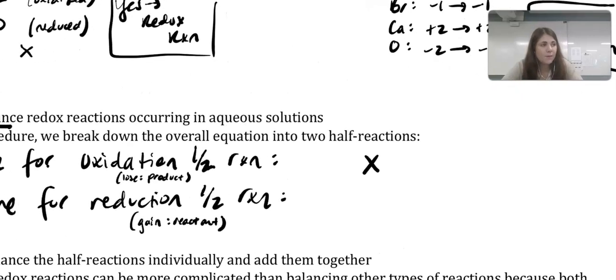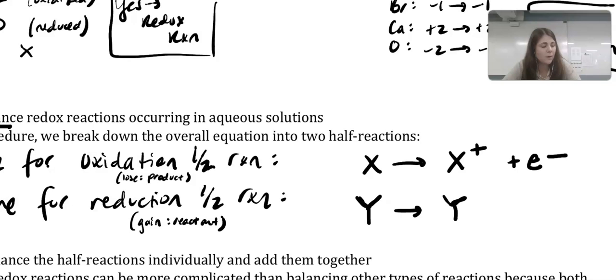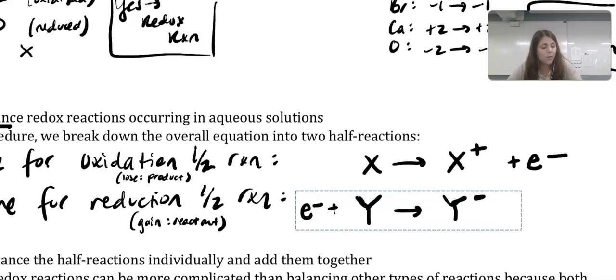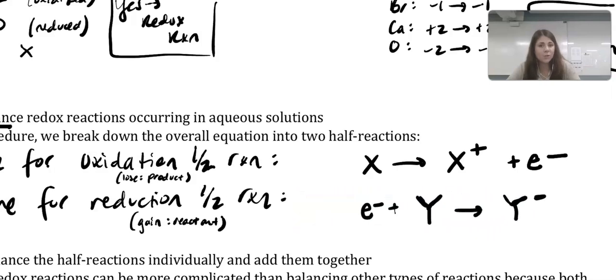If I had element X and it became X positive, so it's getting more positive, it lost an electron, we would show the electron as a product. And then for reduction, let's say we had element Y become Y negative, it got more negative. Here we would show the electron as a reactant because it gained it to make its new product. This is going to be our general format that we will use for half reactions.